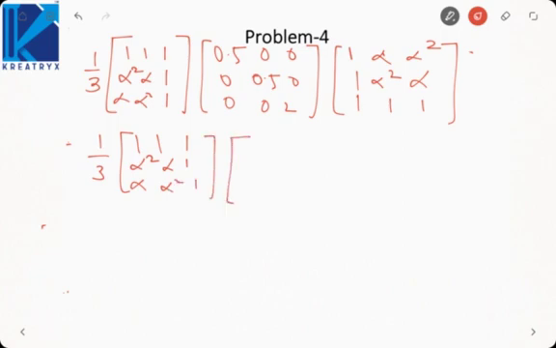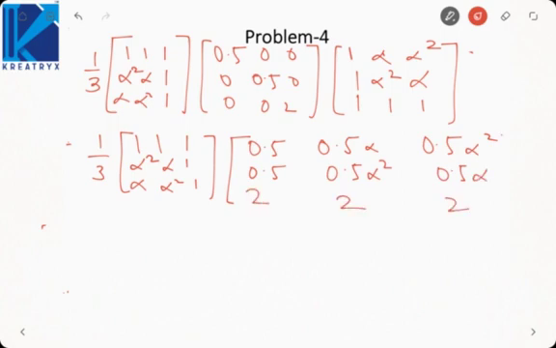First row into first column will be 0.5, first row into second column will be 0.5 alpha, 0.5 alpha square, then 0.5, then 0.5 alpha square, 0.5 alpha, then 2, 2, 2. Now multiply these two matrices.